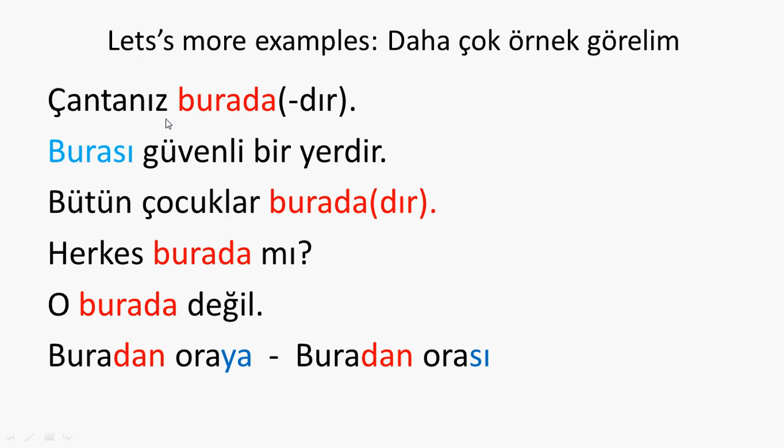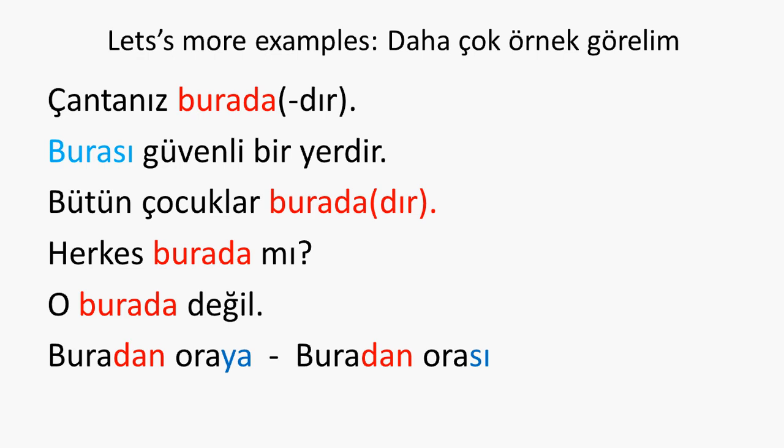All right, I will say them in English as well. Çantanız burada, buradadır. That means your bag is here. Burası güvenli bir yerdir. There are two ways that you can say this in English: here is a safe place, or this is a safe place. Bütün çocuklar burada, buradadır. That means all kids are here. All children or kids are here.